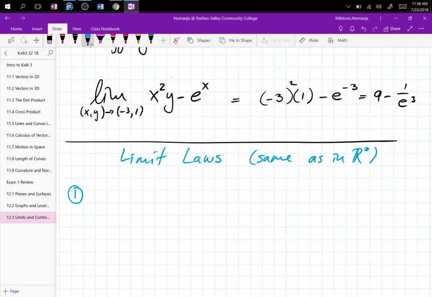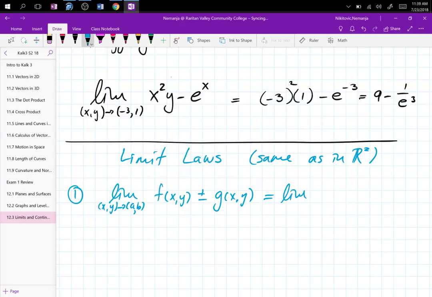So what do we have? We have the sum. So the limit of xy going to a, b of f of xy plus or minus g of xy is going to be the sum of these guys independently. So limit of f of xy plus limit of g of xy. Obviously, you still have the xy goes to ab and xy goes to ab. So this property is there. Now this is in the book, property 1 and 2.